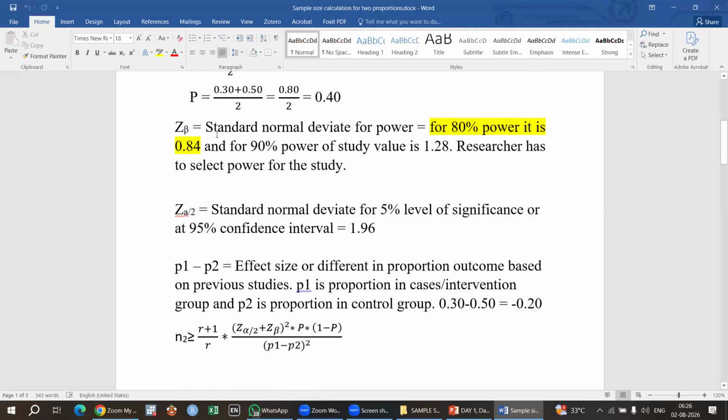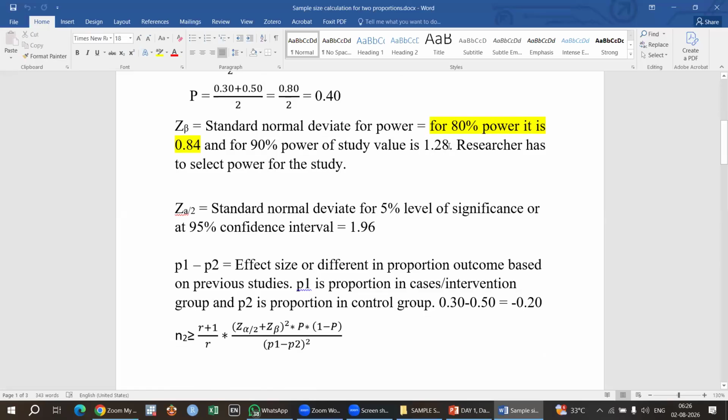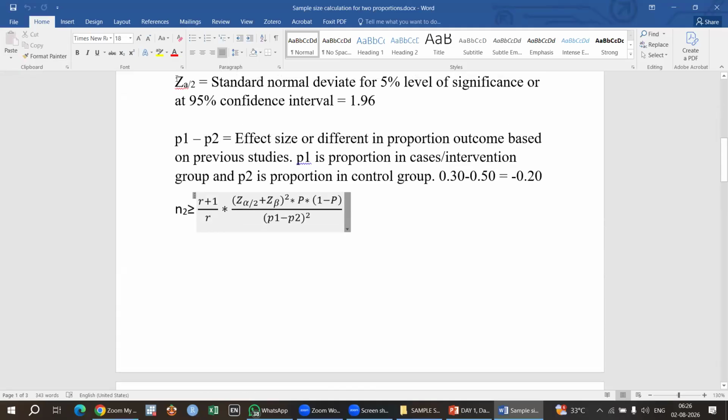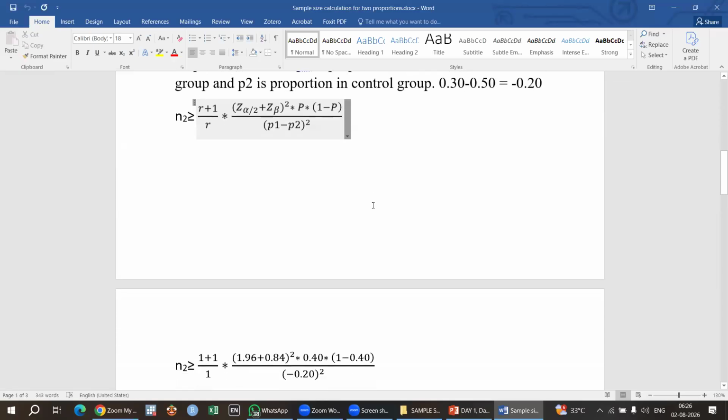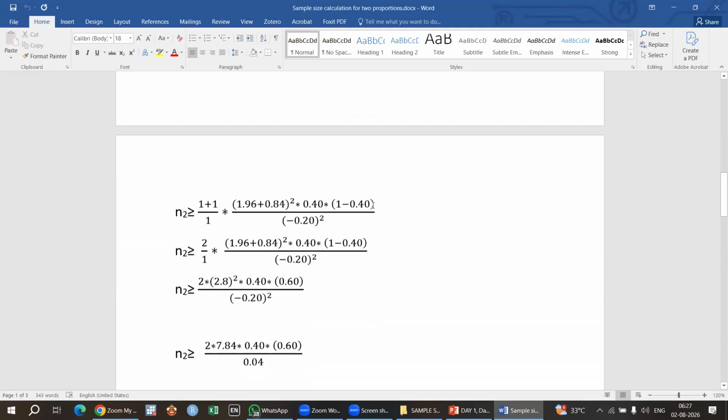Then Z beta for 80% power is 0.84, and for 90% it will be 1.28. And Z alpha by 2, or 1 minus alpha by 2, is 0.95 at 95% confidence interval. P1 minus P2 will be the effect size. We have already calculated this, and we put all these values in this formula one by one, step by step.